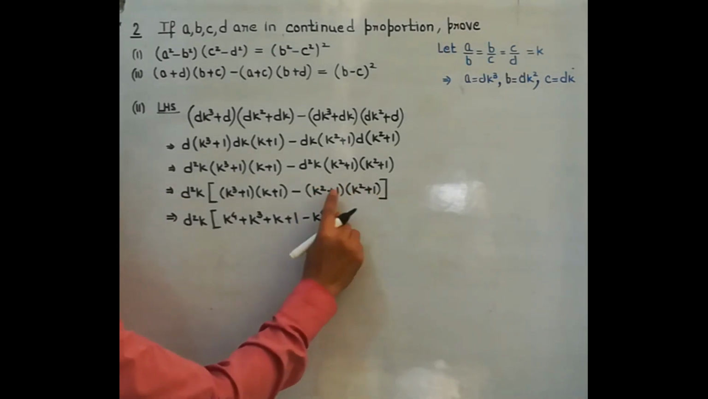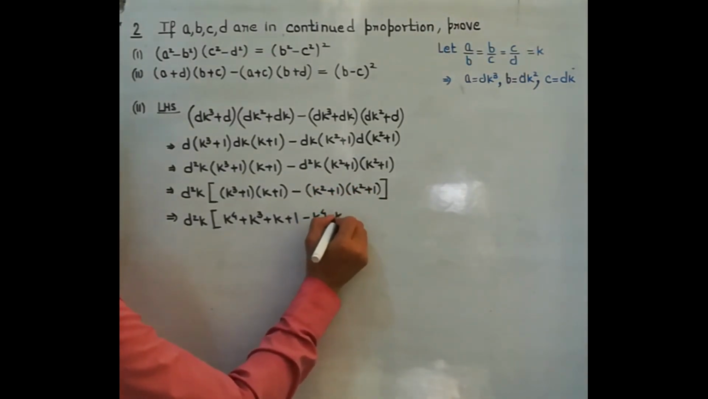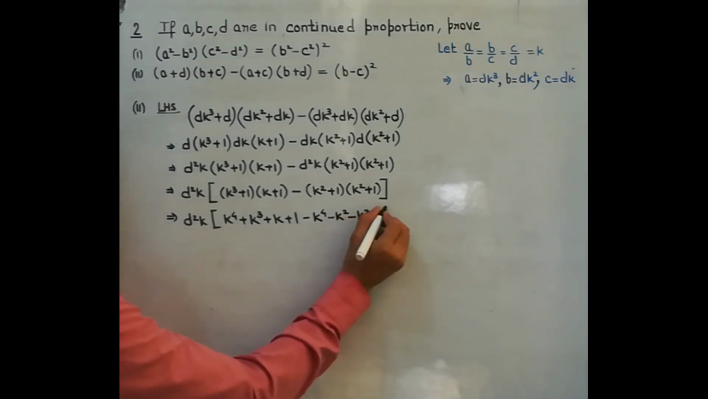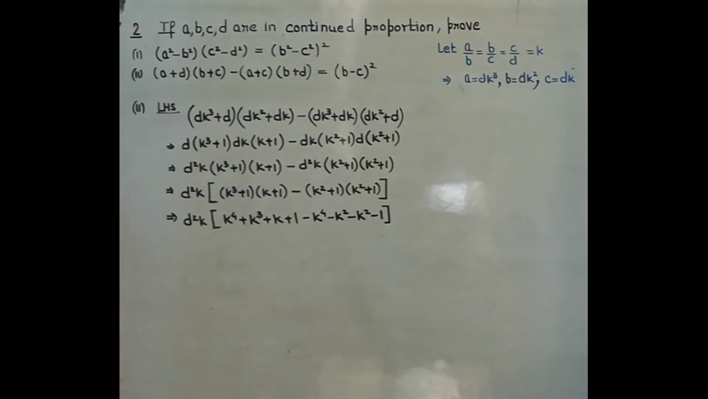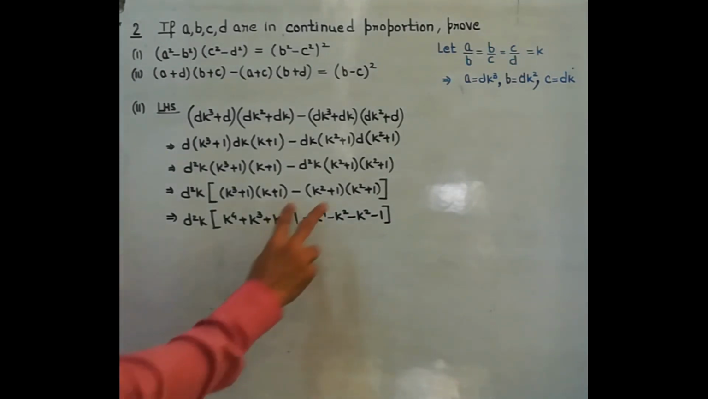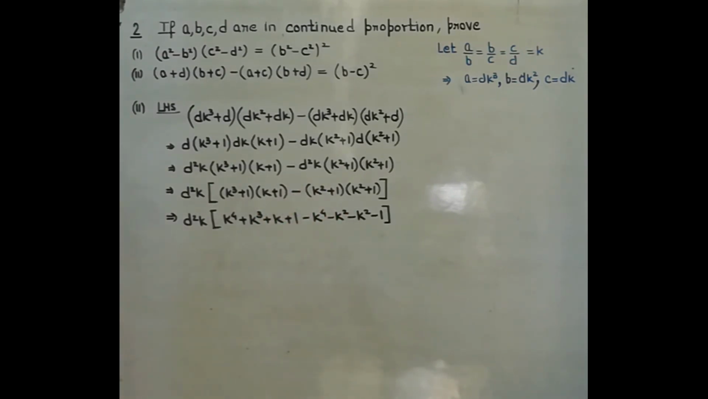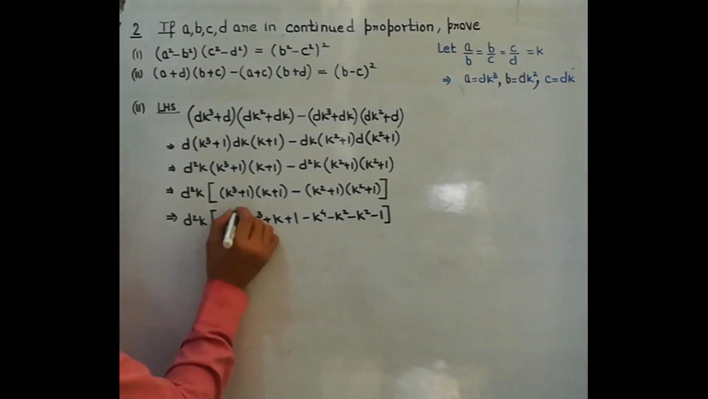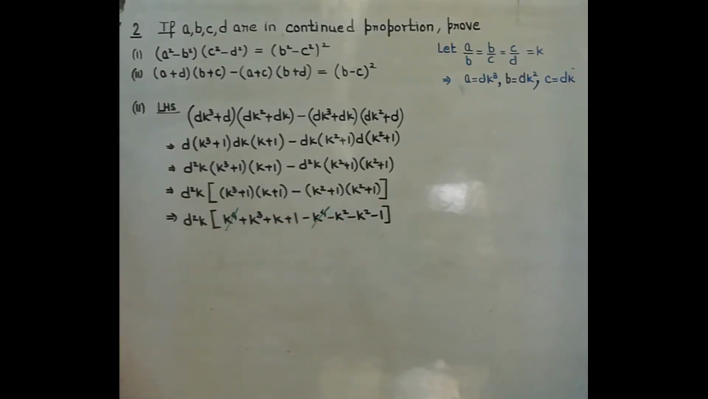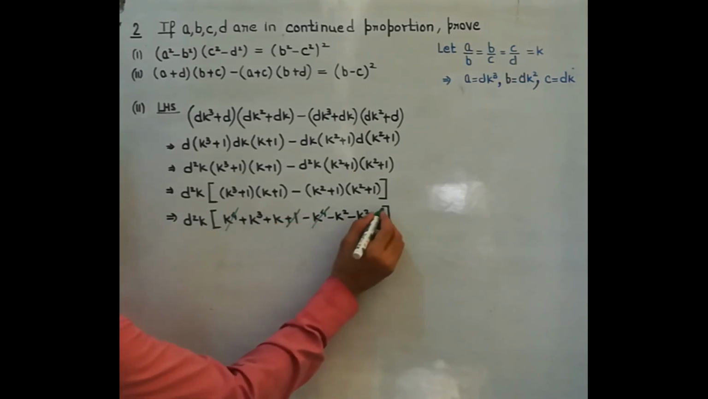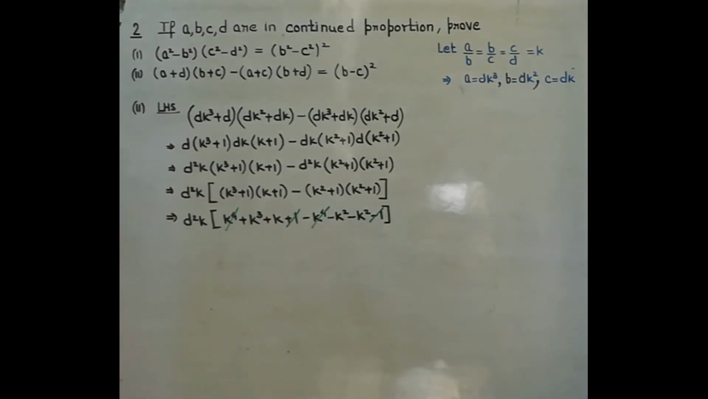You get k square minus k square, then again minus k square, and then minus 1. Whatever result you were getting over here, you have to change the sign. There is a minus sign. Now you see what cancels out. K raised to power of 4 cancels out, and plus 1 minus 1 cancels out. Nothing else to be cancelled out.